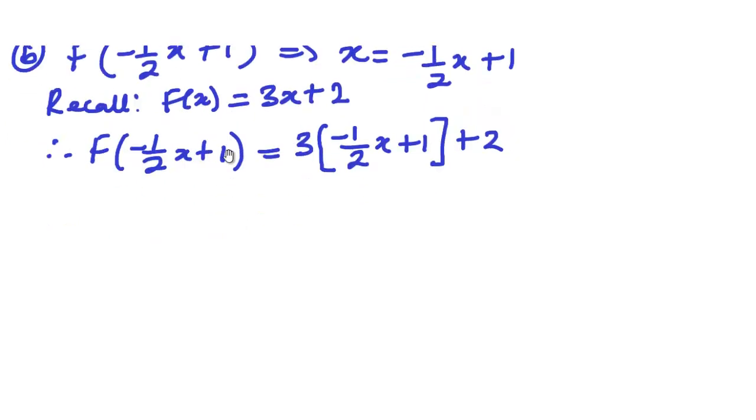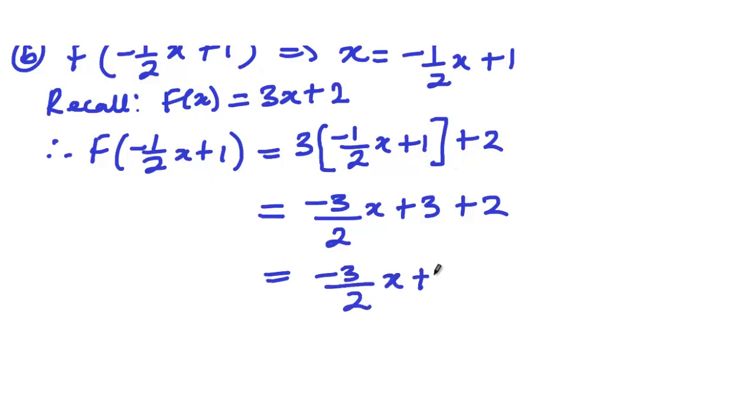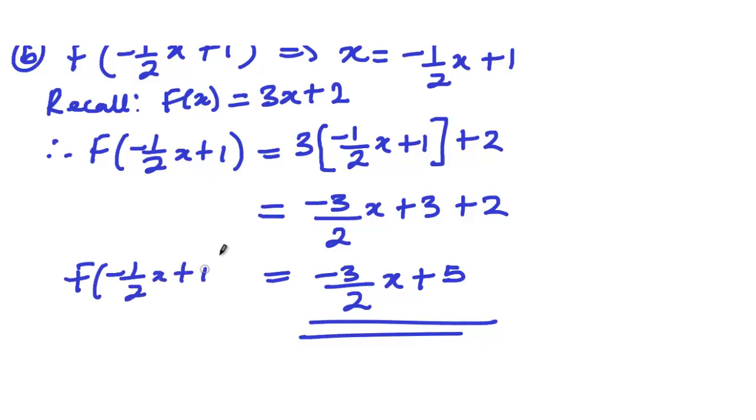All right. So at the end of it, we can now open the bracket using 3. This will give us 3 times minus 1, that is minus 3 over 2x. Then 3 times 1 is plus 3. Then plus 2. The bracket has already been opened. So this will return minus 3 over 2x plus 3 plus 2. That will give us 5. So the final answer to f of minus 1 over 2x plus 1 is minus 3 over 2x plus 5.